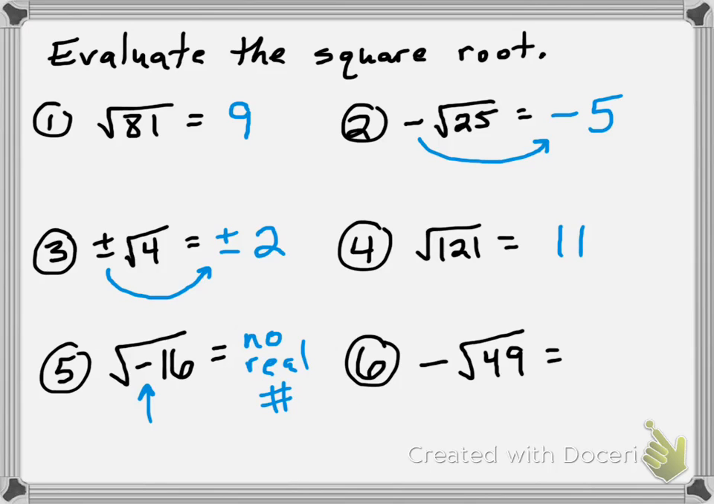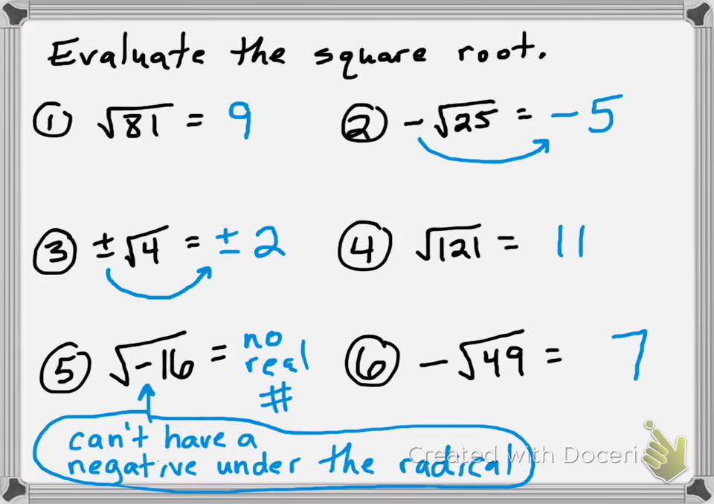Okay, then number 6. The square root of 49 is 7. And since there's a negative in front, I put it in front of the 7. It wants the negative answer, so the answer is -7.